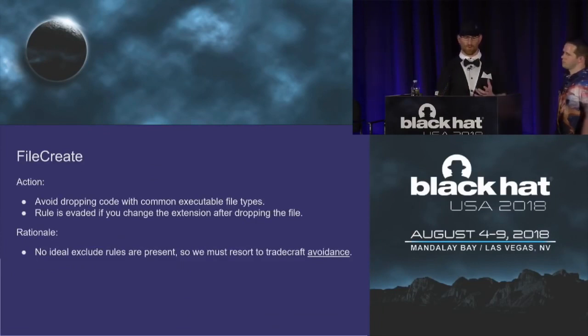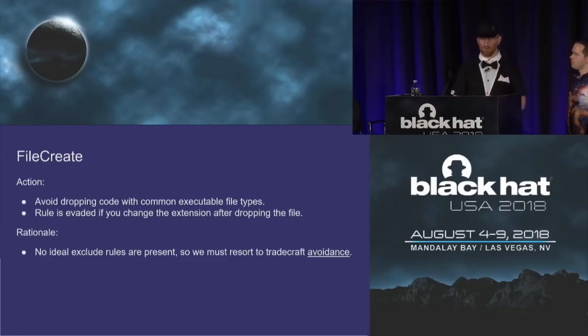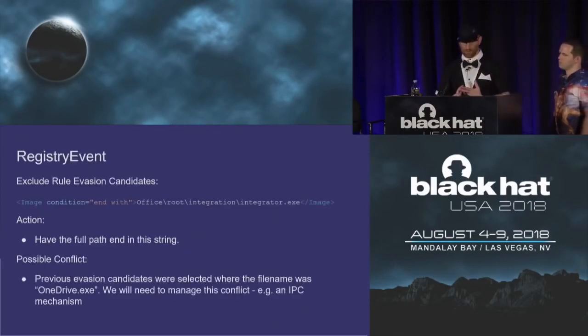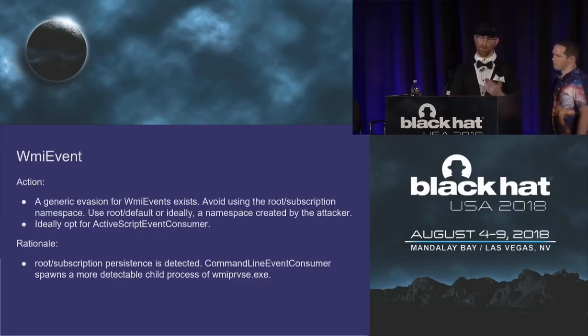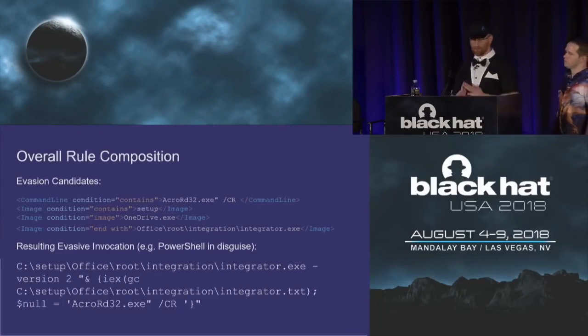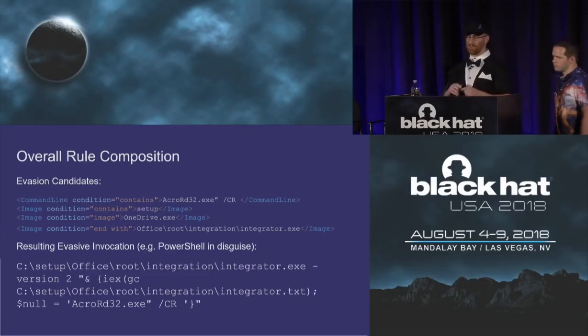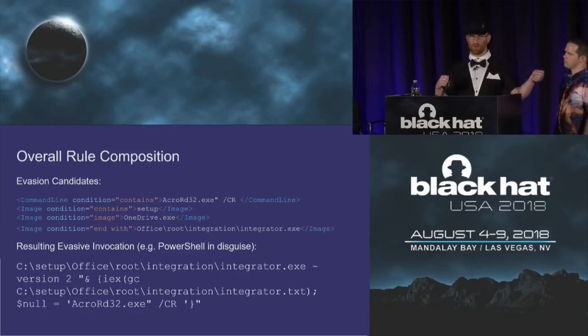File creates, there weren't really any ideal exclude rules, so we would have to resort to tradecraft avoidance. A registry event. So we can avoid all registry events if our path and file name ends with as follows. Now, the problem is, oh, and we already have a generic evasion for WMI events. So the problem that we've run into is the following. Look at the third and the fourth conditions, where the file name would need to end with OneDrive and that path, including integrator.exe. So one would evade network connections, the other would avoid registry events.